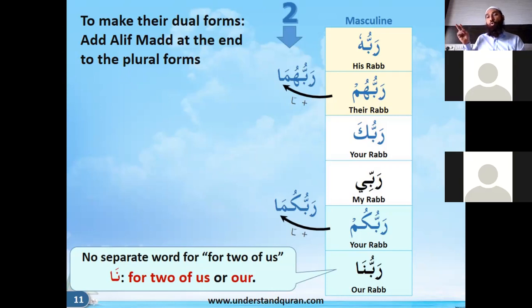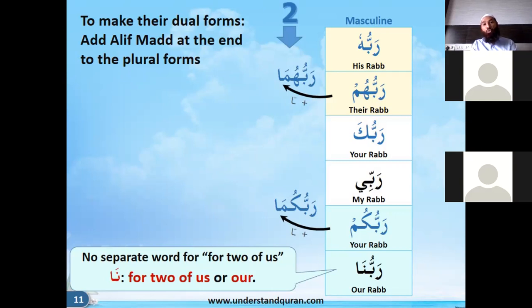So Rabbuhu, Rabbuhuma, Rabbuhum, Rabbuka, Rabbukuma, and Rabbukum. For the first person, it is going to remain same. Rabbi, my Rabb, and Rabbuna is same for dual also and for plural also. Like Nahnu was same. The attached pronoun is also same. So the sequence will be Rabbuhu, Rabbuhuma, Rabbuhum, Rabbuka, Rabbukuma, Rabbukum, Rabbi, Rabbuna. So if you keep saying that again and again, then you know that the words are same.